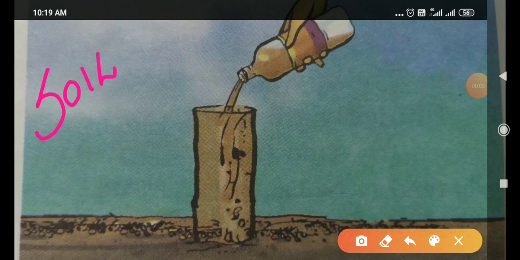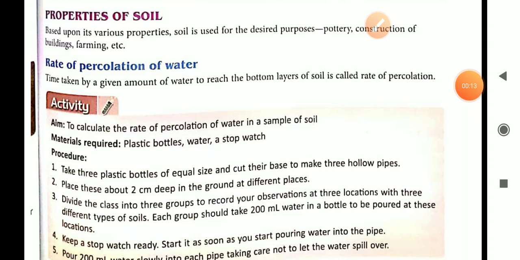Good morning, students. We are in the soil chapter, and today we are going to continue the properties of the soil. Based upon its various properties, soil is used for the desired purpose, for pottery, for construction of buildings, farming, etc.